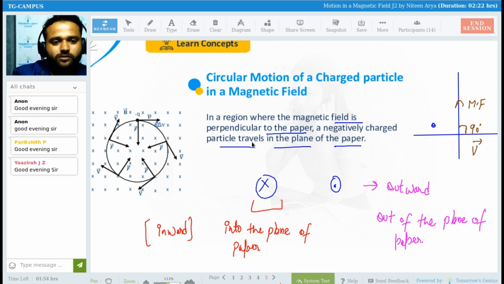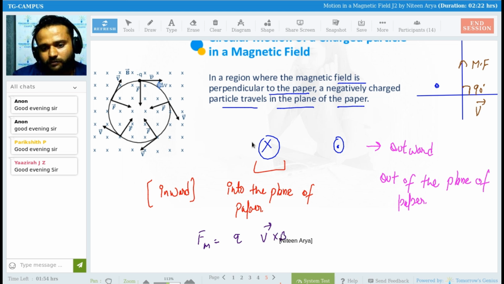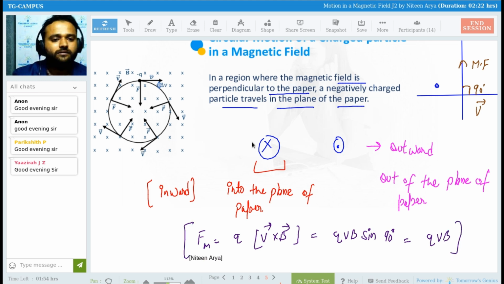Clear? And the magnetic force applied on that charged particle is simply Fm equals q times V cross B, that is qVB sin 90 degrees, and that is qVB. As simple as that. Understood, everyone? So that is the case for this. Now we are going to derive a few relations regarding that.